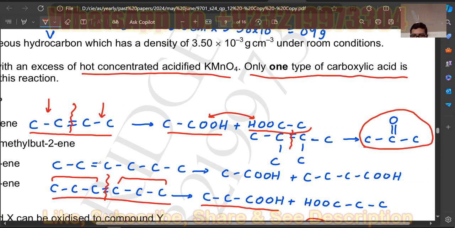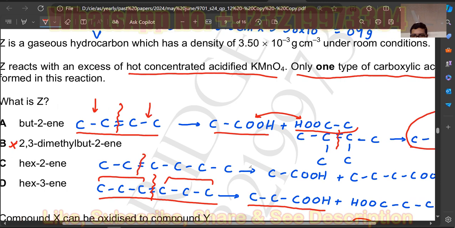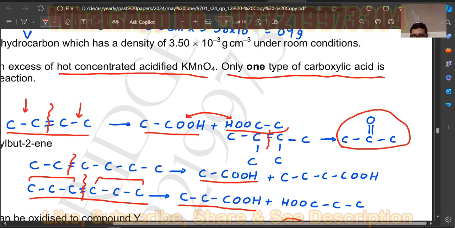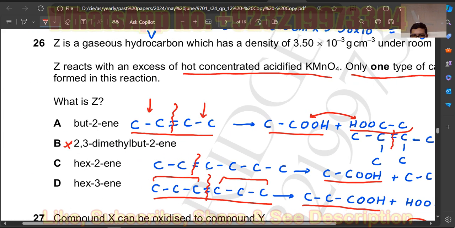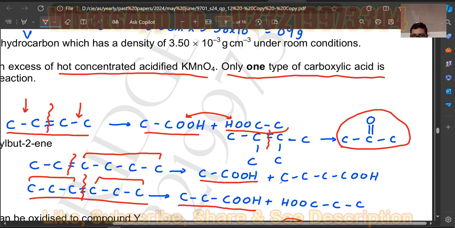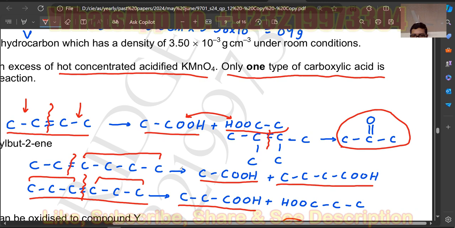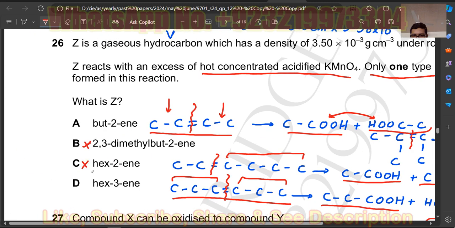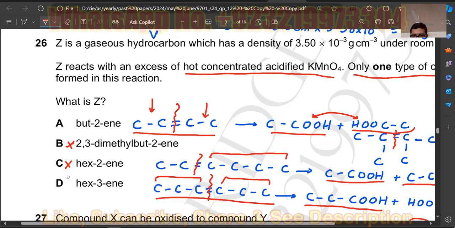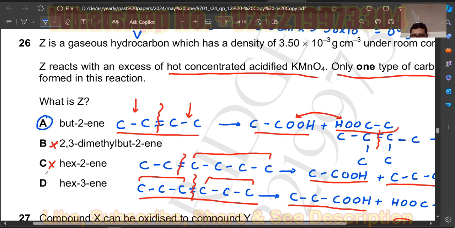And for option C, this is hex-2-ene. Now hex-2-ene will cleave over here, and as a result you will get this ethanoic acid, and on the right side there are four carbon atoms, which means you will get propanoic acid on this side. Now we have got propanoic acid, but the other product is ethanoic acid. These are not one type, so these are clearly not your answers. Now we have to check which of these two will be the right one, either A or D.